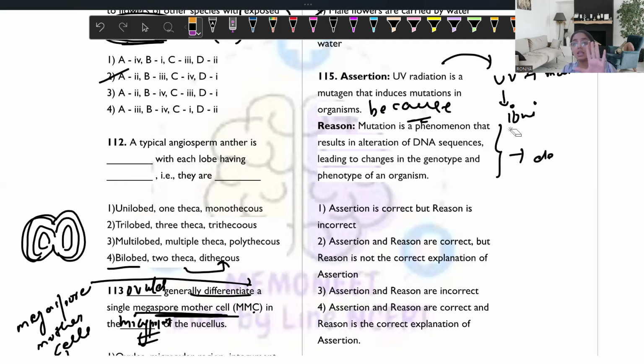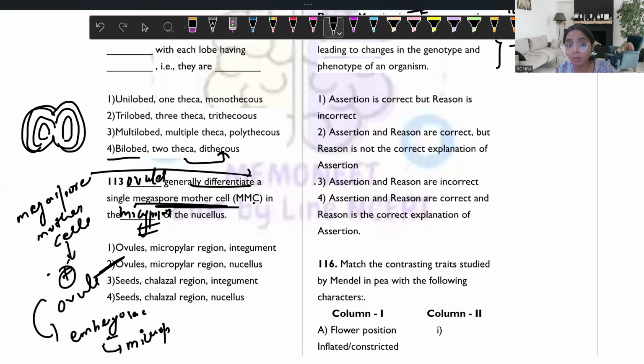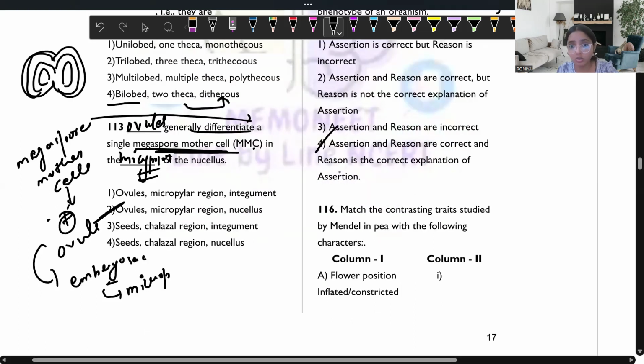Assertion is saying that UV radiation is a mutagen inducing mutation. Reason is saying what mutation is. If this is mutation, UV radiation is inducing that mutation. So this is the correct statement. If we say it in Hindi, it says that UV radiation is a mutagen which induces mutation. Why? Because mutation is a change in DNA sequence. So assertion is correct and reason is also correct, and reason is correctly explaining the assertion. That is option number 4 is the correct answer to question 115.